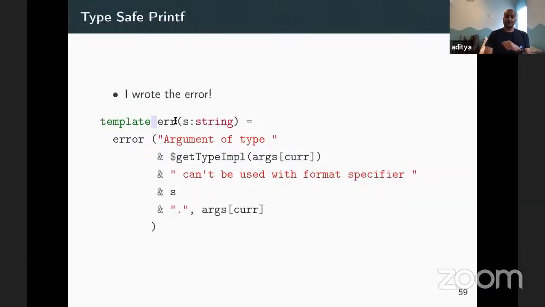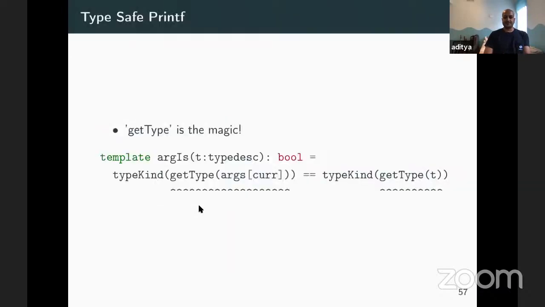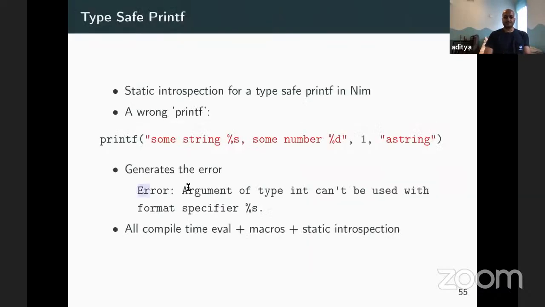And I also wrote the error. The error is not something that came built into the Nim compiler. I wrote this template. It's like, I don't know, 5 or 6 lines. Again, a lot of verbosity here, but the essence of it is an argument of type whatever cannot be used with a format specifier whatever. And this matches the type error. So I'm able to use the static environment to generate custom type errors for this printf.